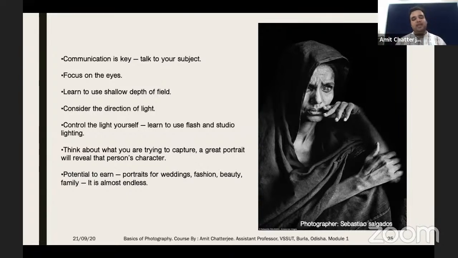That's all. The next one is, when you talk about portrait photography, this is one of the kinds of photography which has the most potential to earn. There are a lot of portrait photographers who are into wedding photography, fashion, and beauty. So portrait photography opens up a lot of fields for you to explore later on.